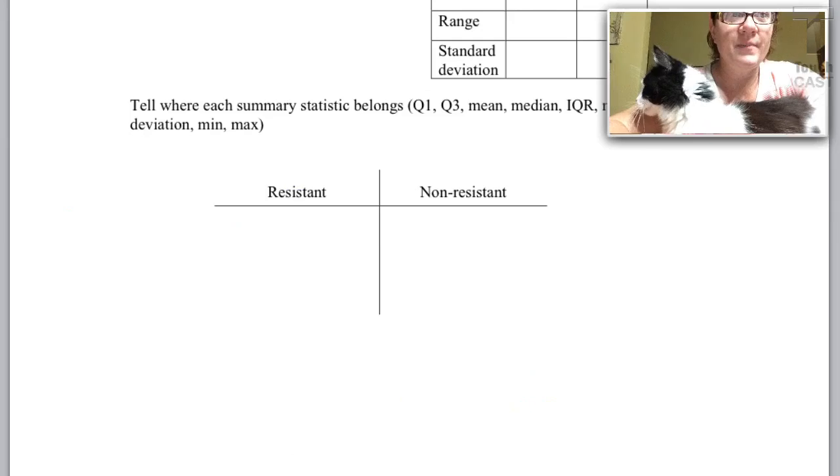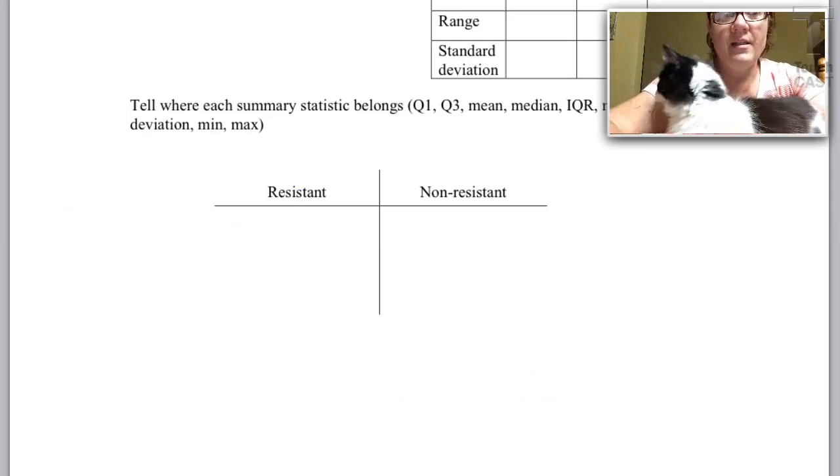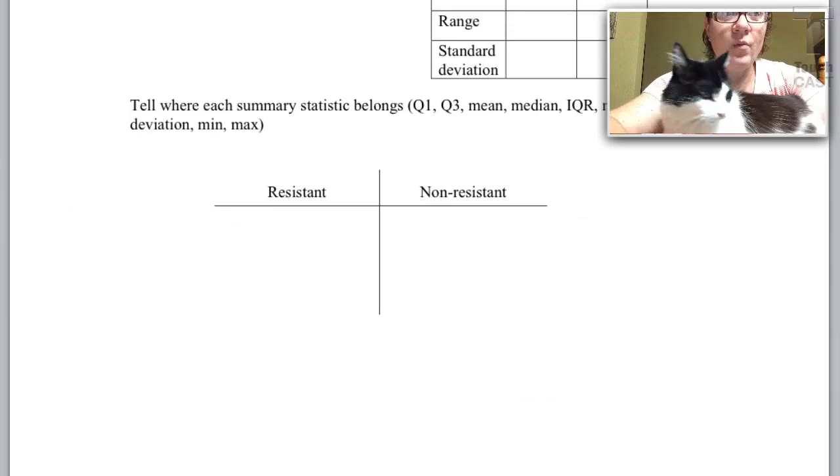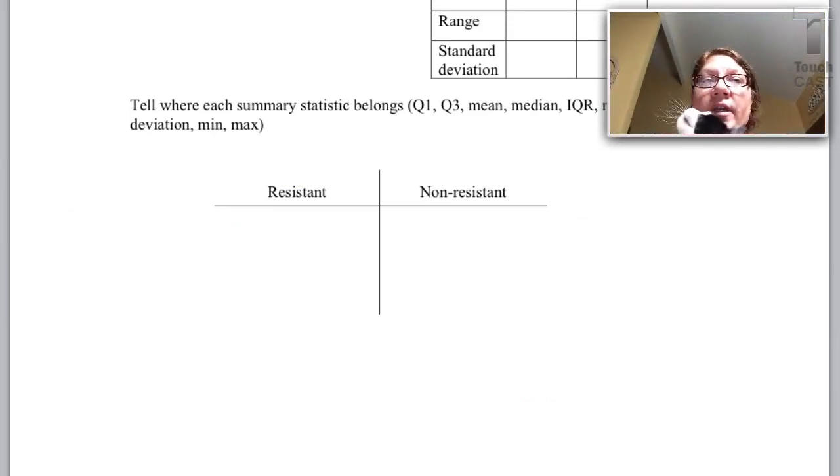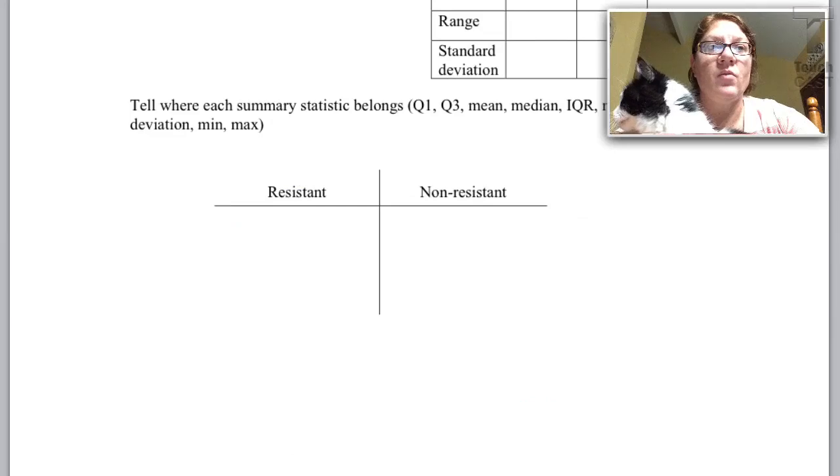Hey look, it's my statistics kitty. His name is Patches. He loves doing statistics. Say hello, Patches. Okay, yes, I know he wants to rub on me.